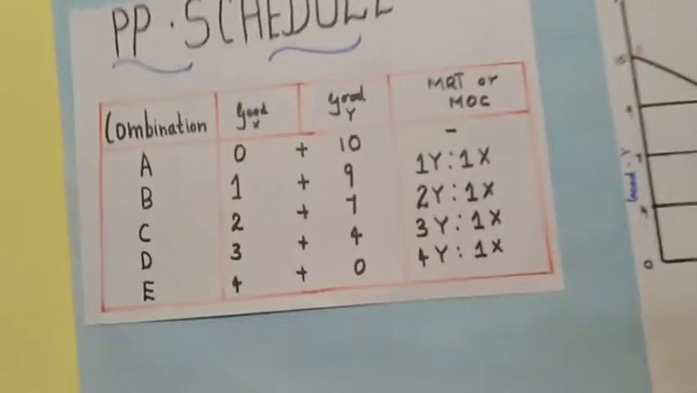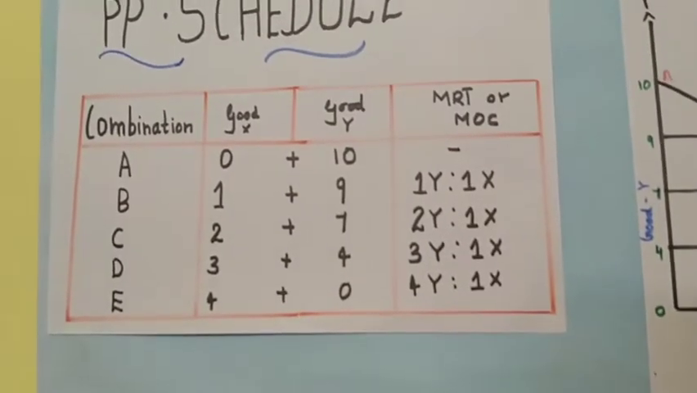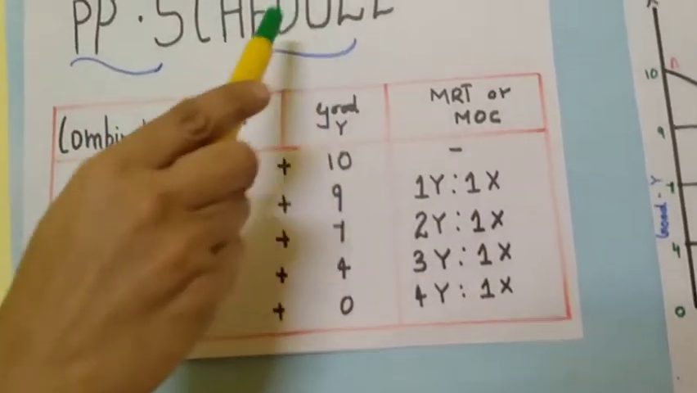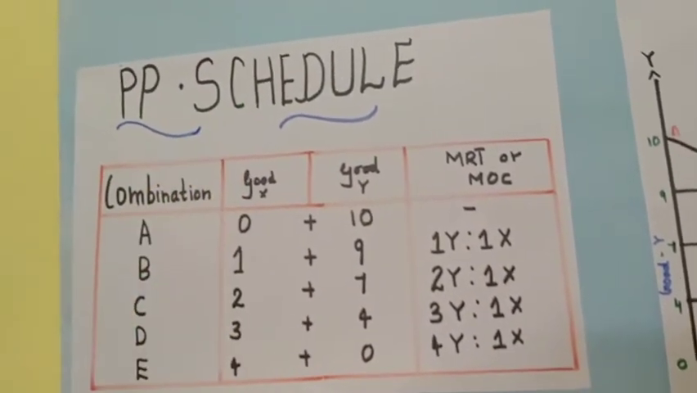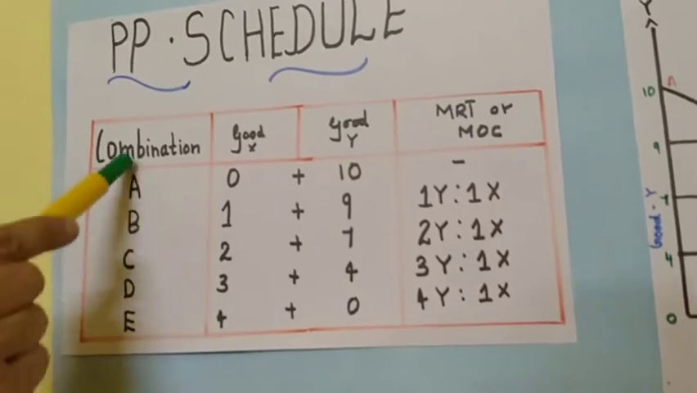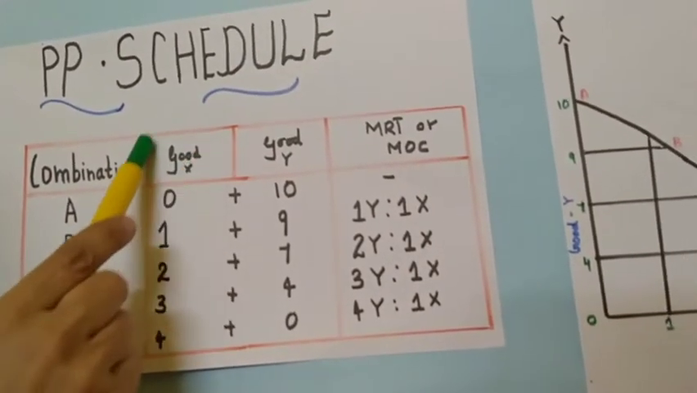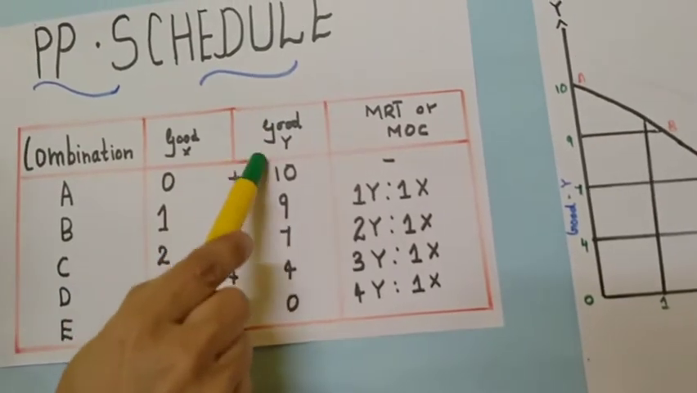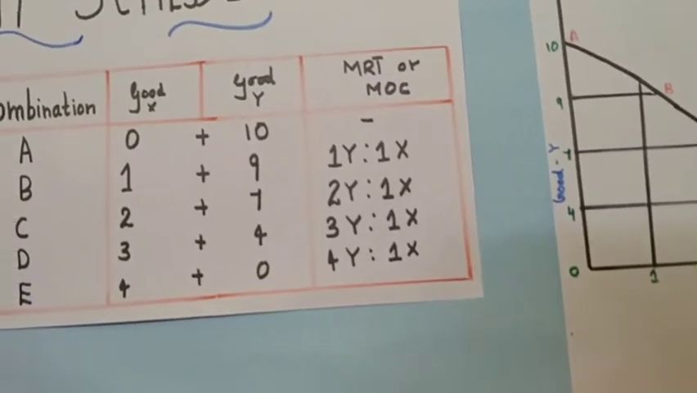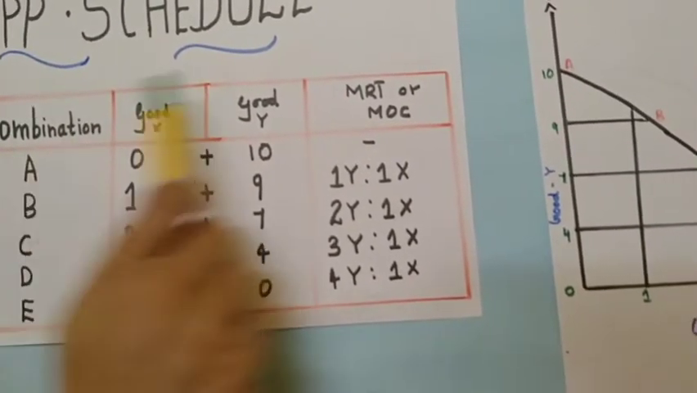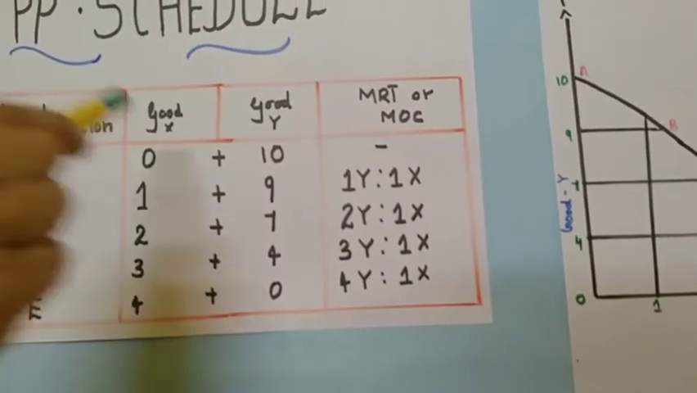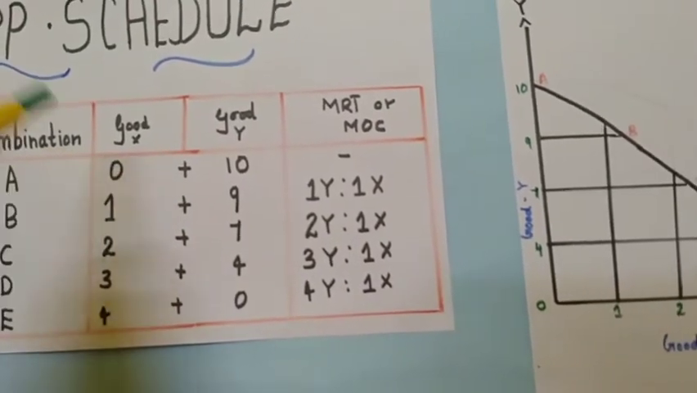Here we can see that there is a schedule. Production possibility schedule. Schedule means table. This table explains various combinations, A, B, C, D, E, of the production of good X and good Y within the limited available resources and constant technology. In this production process, we are fully utilizing the available resources within the given technology.